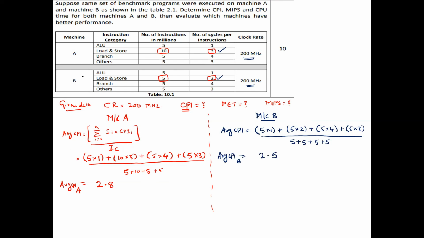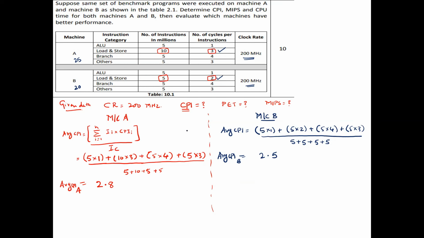Now machine A is executing a program which has only 20 million instructions, and machine B is executing how many instructions? 25 million instructions. The size of the program is bigger here. Are you getting my point? Here 5 plus 10 plus 5 plus 5, right? And here B is 20.